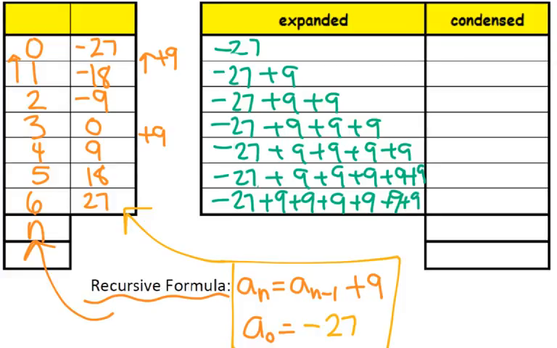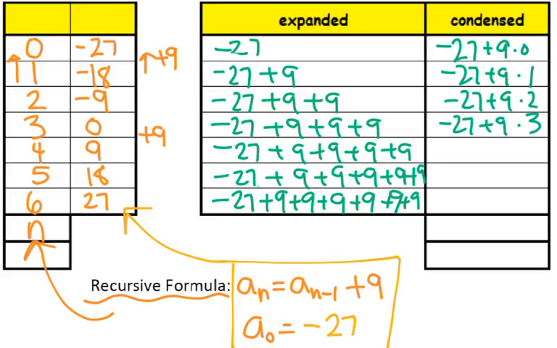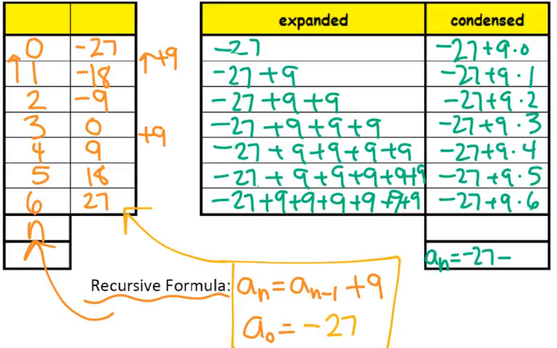Okay, so then using that repeated addition trick, which is multiplication, we go plus 9 times 0, plus 9 times 1, plus 9 times 2, plus 9 times 3, 9 times 4, 9 times 5, and 9 times 6. So we get a sub n equals negative 27 plus 9 times n.